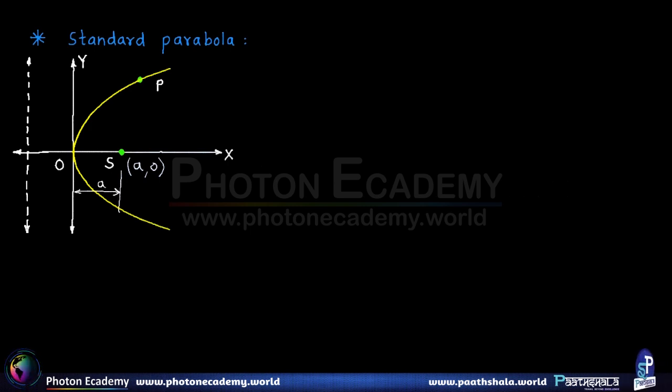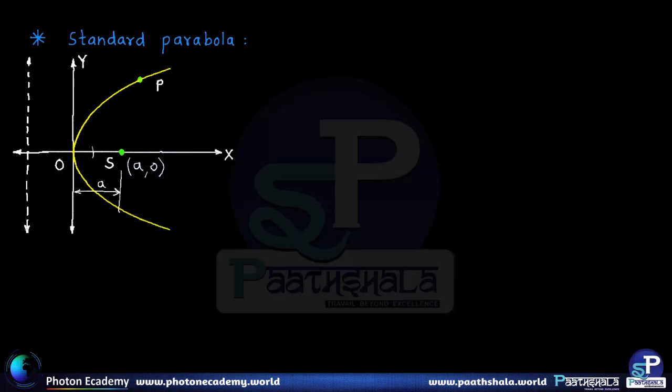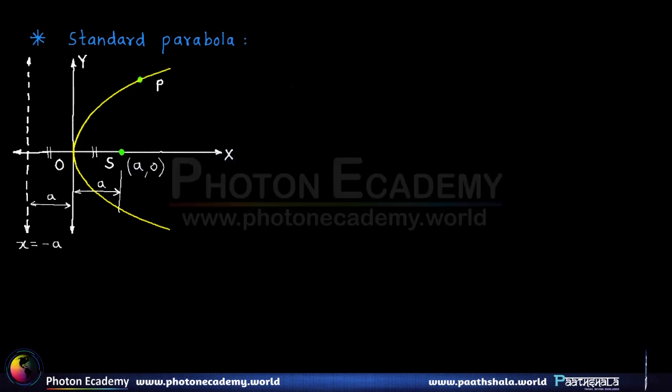Now if you observe the point O, that's the origin, it itself lies on the parabola as well. So its distance from the focus must be equal to its distance from the directrix. So that means the directrix also must be at distance a behind the origin. That means the equation of the directrix will be x equal to minus a. Right? So we have this important information available with us.